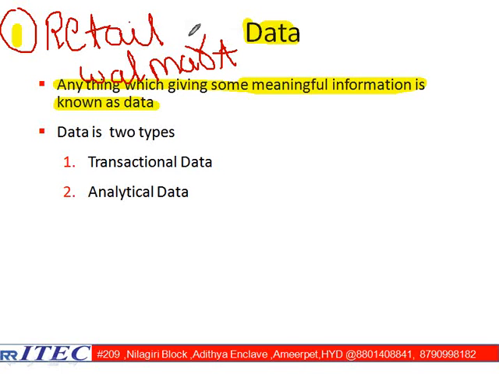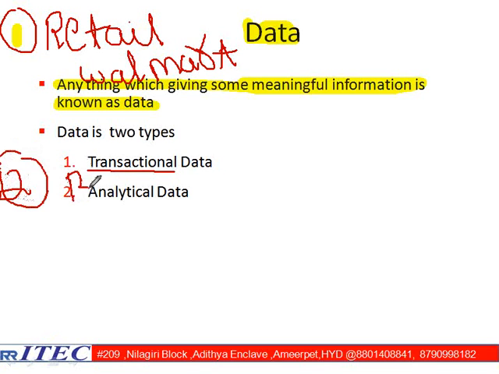So anyhow, what I would like to say is, as a customer, you are interacting with the business. Whenever you are interacting with the business, at that moment some data is generating. That data is called as one type of data that is known as what, sir? Transactional data.